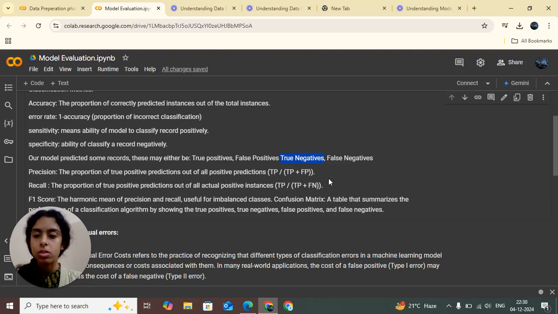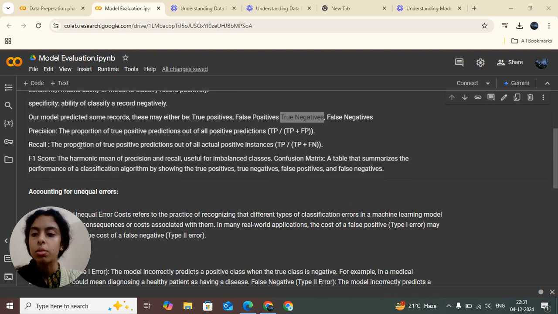Now if we look at the terminologies related to all these terms, we have precision, which means the proportion of true positive predictions out of all positive predictions. For example, in our model we have positive instances and negative instances, meaning our data set is in two parts. So the proportion of true positive predictions out of all the positive predictions present in our model is the precision of our model.